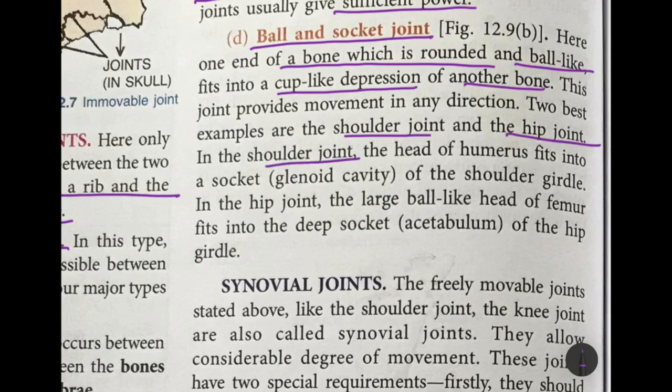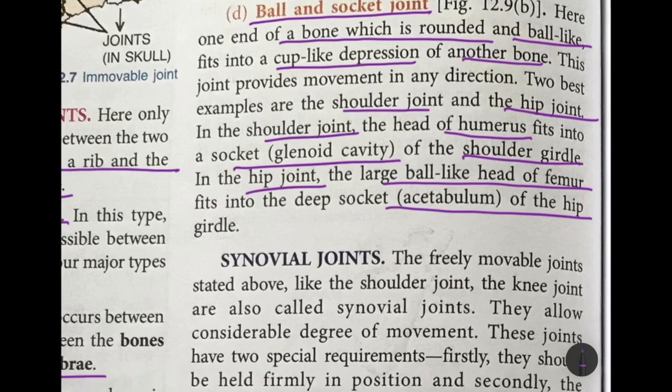Now in the shoulder joint, as we had already discussed, the head of the humerus fits into the glenoid cavity, the cup-like cavity of the shoulder girdle. Similarly, in the hip, the large ball-like head of the femur fits into the acetabulum of the hip girdle.